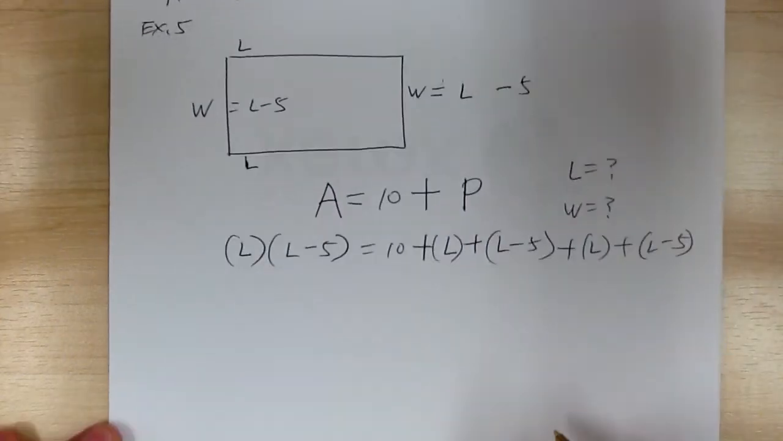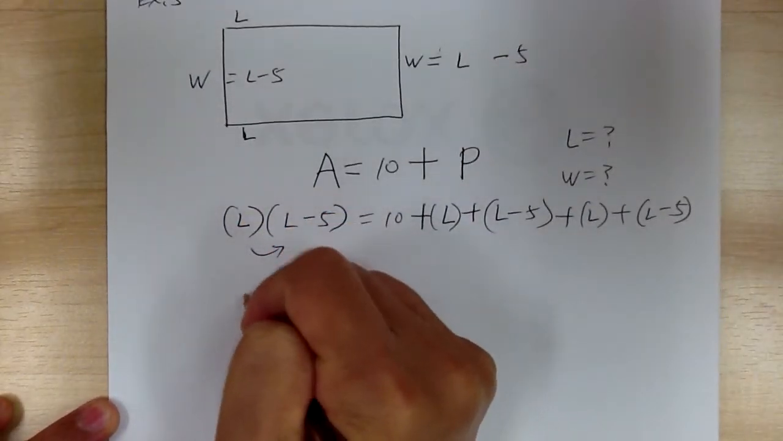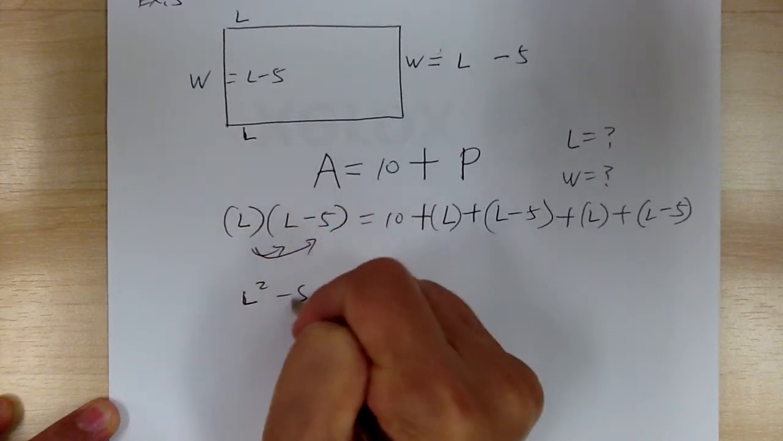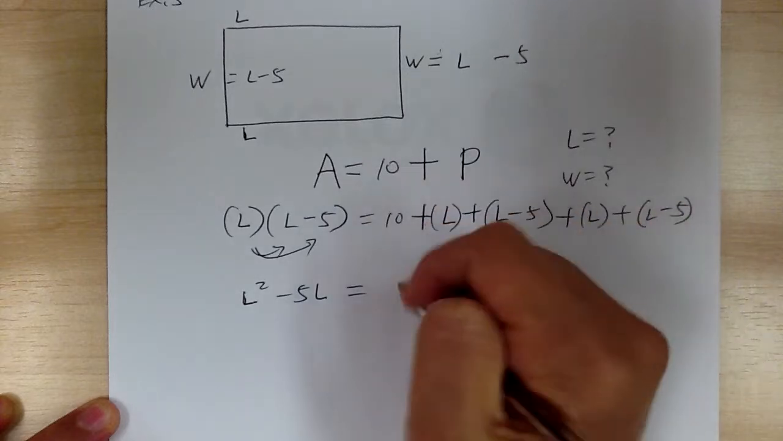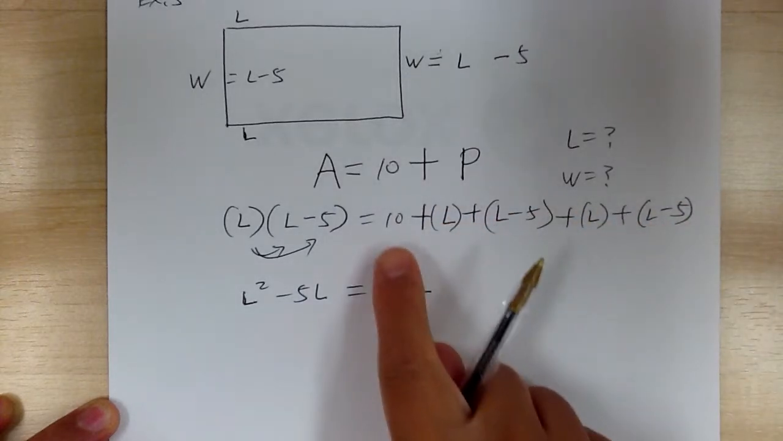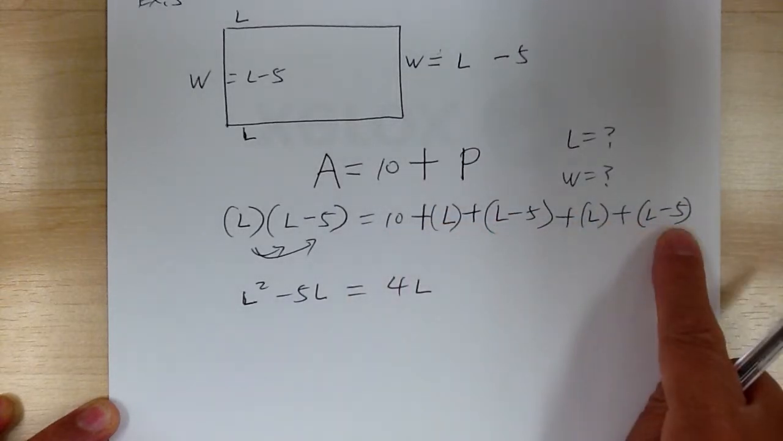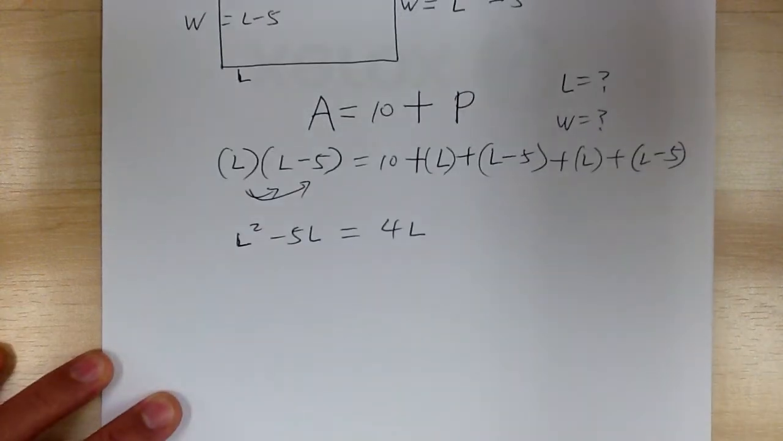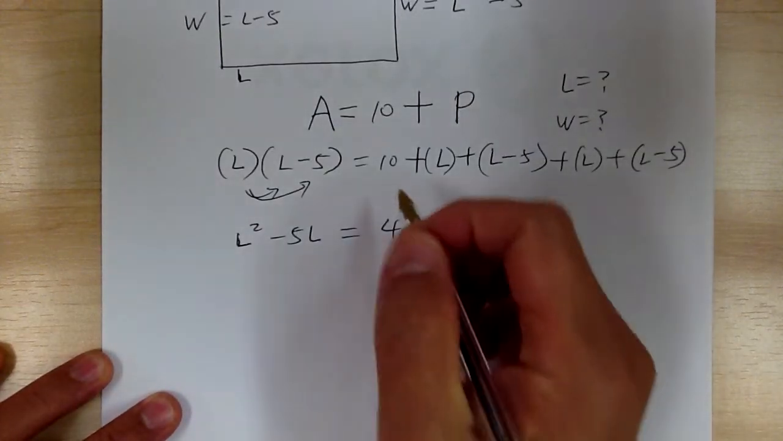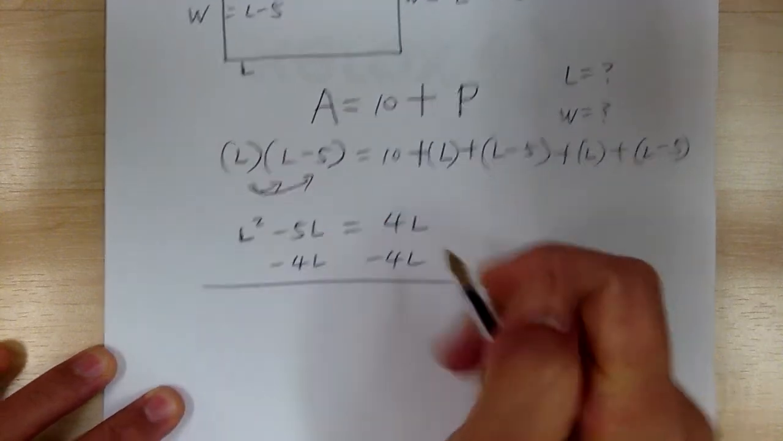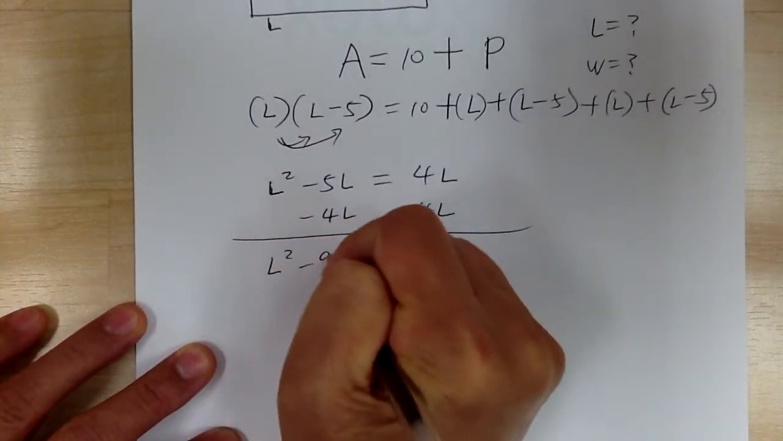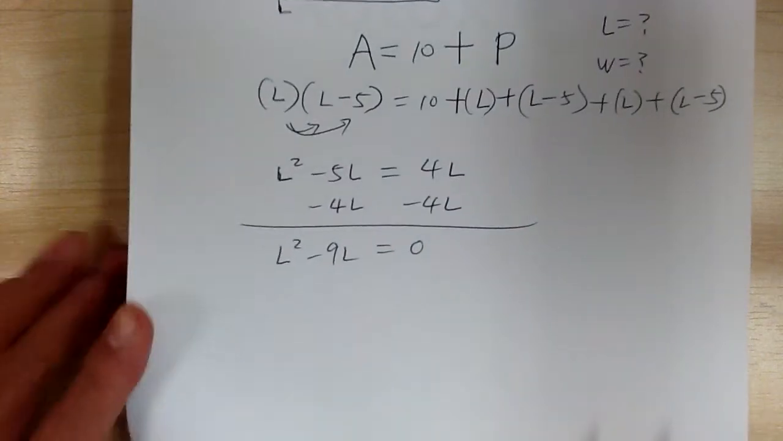Okay, so now let's go and work it out. So you're going to get L squared minus 5L equal to, now over here you got 1, 2, 3, 4. So you got 4L. And you got 10 minus 5, 10 minus 5, it cancels out. So it's kind of nice. So now you have to make it equal to 0. So you can do the factoring. Okay, so now let's go and do the factoring.